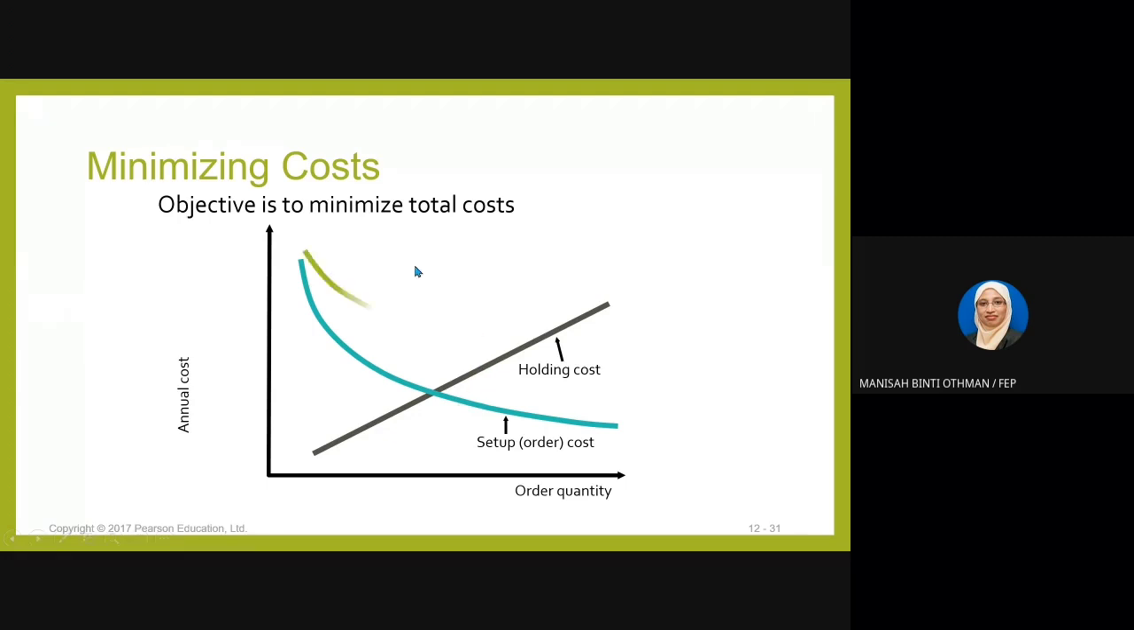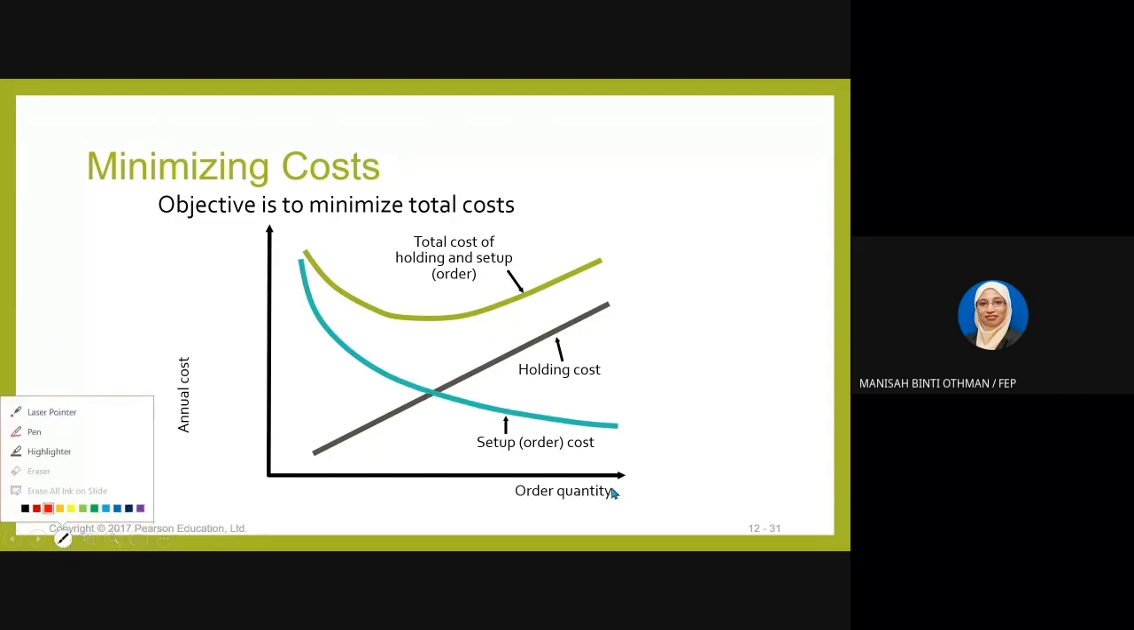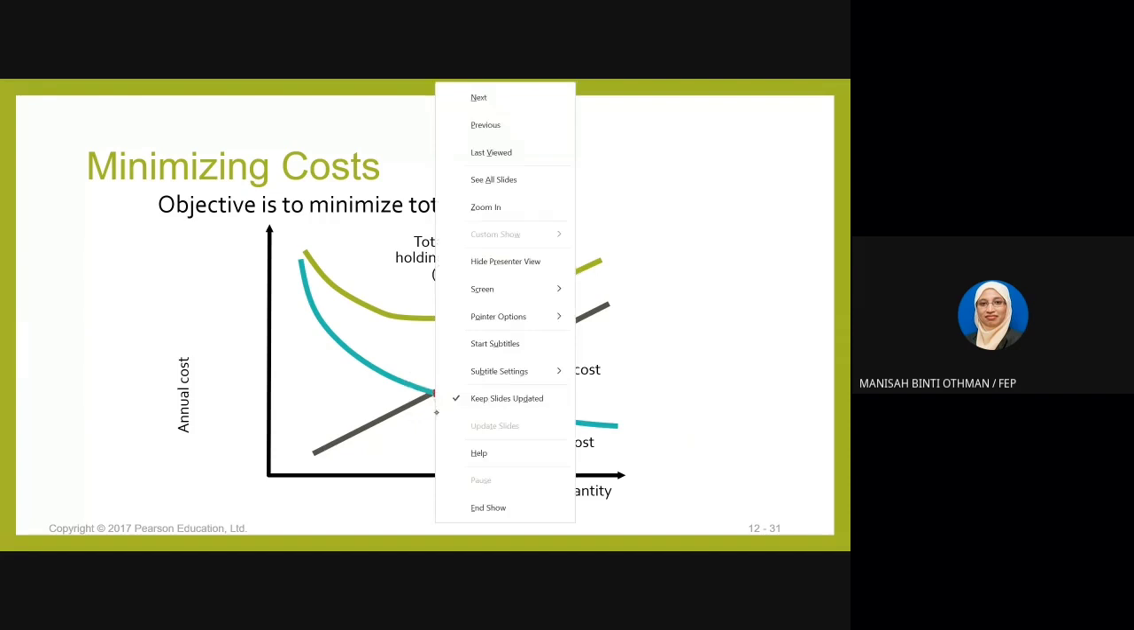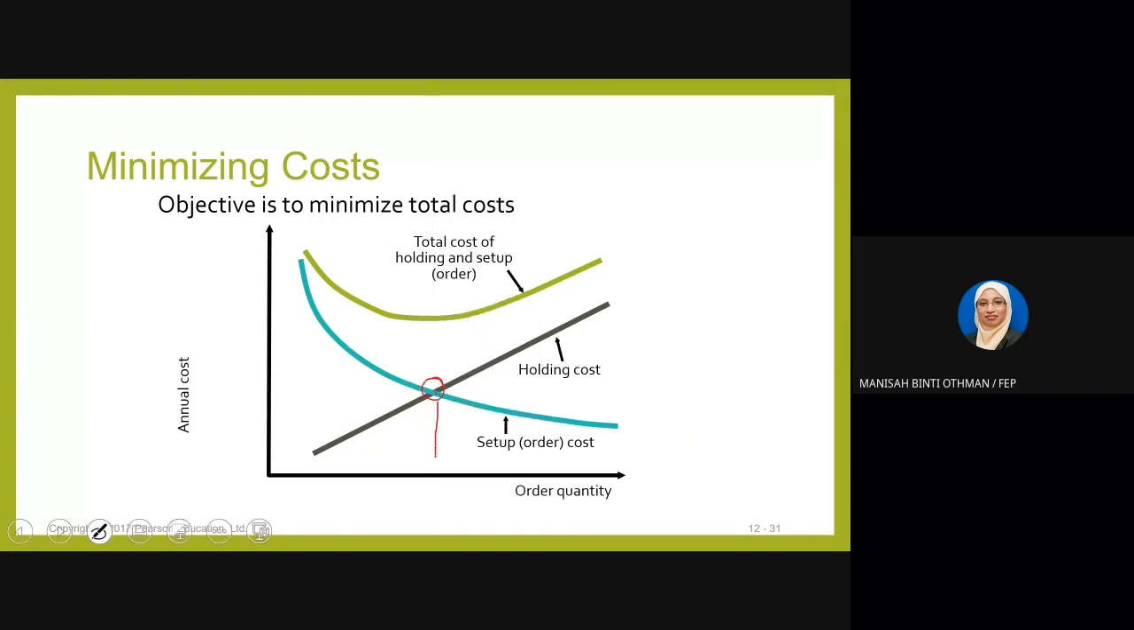Then there is a total cost for both ordering cost and holding cost. This is the green color, the total cost for ordering and holding cost. You can see that at one point there's an intersection between ordering cost and holding cost here, at this Q, and at this intersection ordering cost equals holding cost.